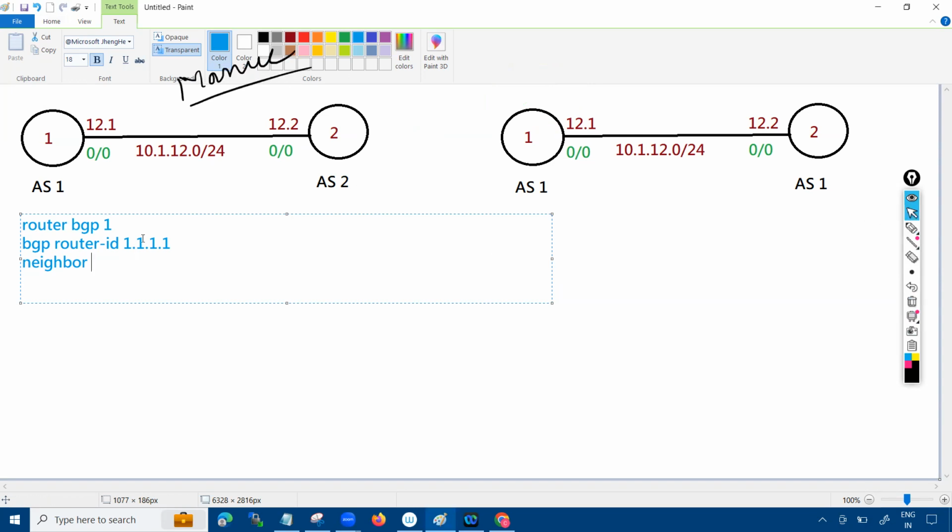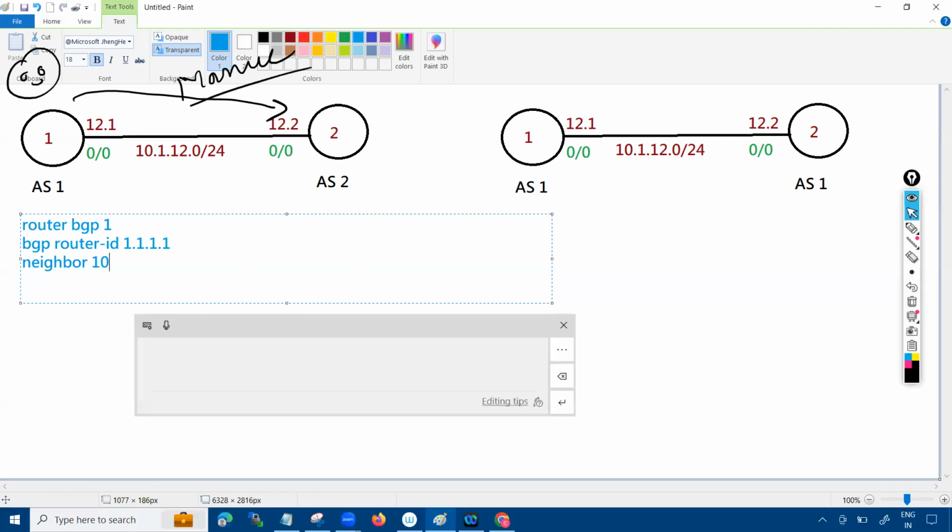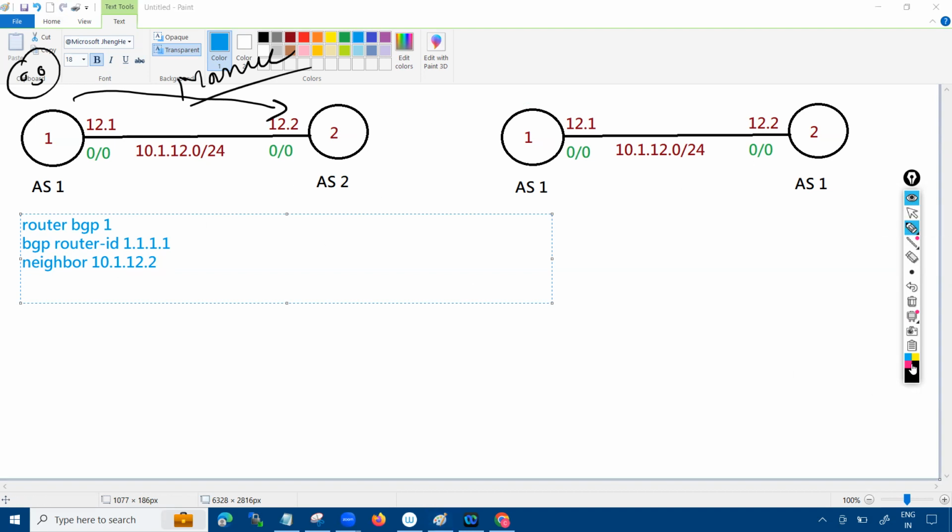So I need to tell this router, hey, listen, I'm on router number 1, and I'm going to form the neighborship with 12.2. So I will mention 10.1.12.2, right? And 12.2 is router number 2, which is using AS number 2. So understand the concept, guys, please pay attention. For me, AS number 1 is the local AS, and for me, AS number 2 is the remote AS.